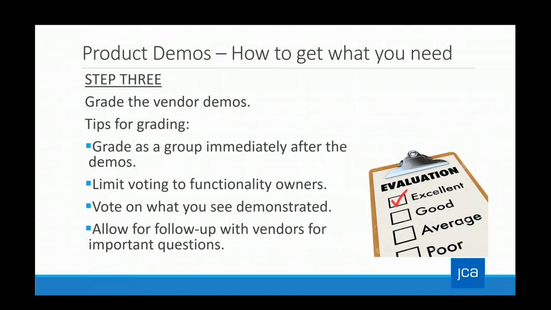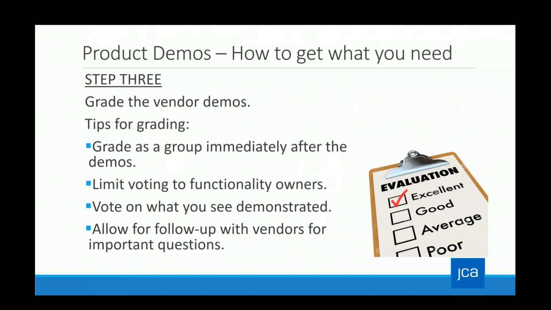Limit the voting to the functionality owners. Everybody can have a voice in the process, but everyone's voice shouldn't have the same weight in every area of the system. And vote on what you see. Watch for comments that you might hear like, hey, it's on the roadmap, so that you don't grade functionality that you didn't see and that may not exist yet. And be smart and put items on a parking lot for further conversation or questions if it's required. Don't let a set of questions keep you from grading the demos.